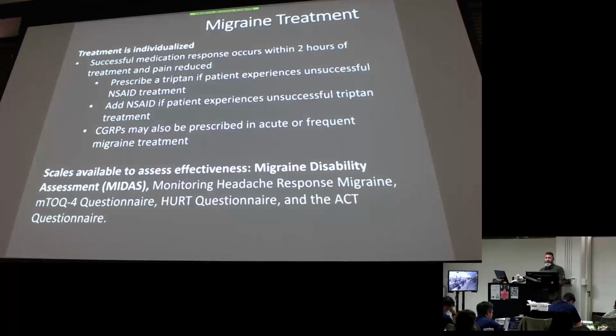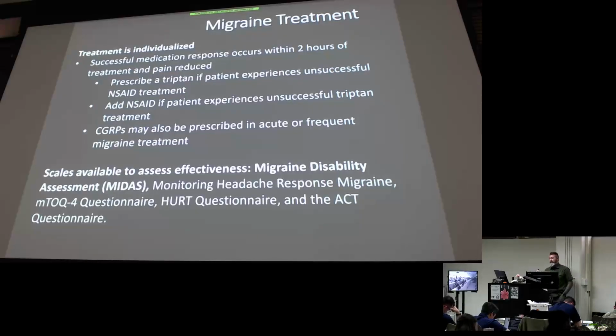So treatment, very individualized, right? What works for one patient may not work and could worsen the headaches in another patient. So it's very individualized treatment, but we're going to give you kind of an algorithm to follow, but just know that sometimes we have to shift gears and adjust based on how our individual migraine patient responds. So successful medication response, we hope within 2 hours, and their pain's reduced.